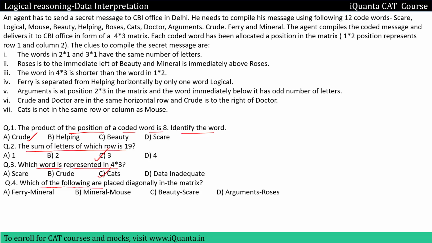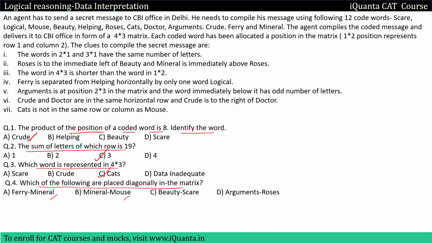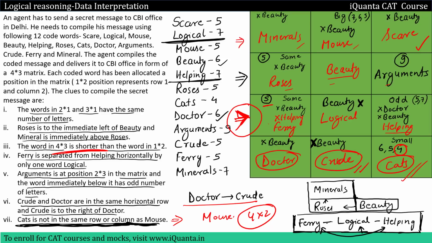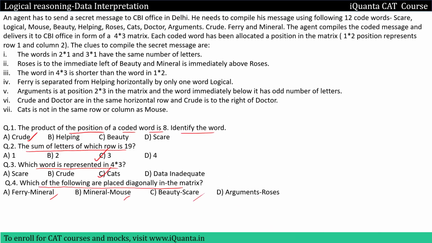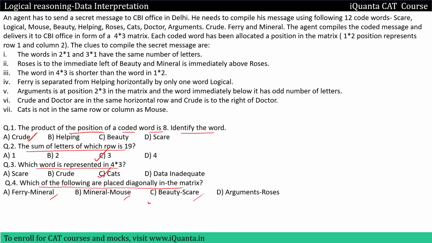Last is, which of the following are placed diagonally in the matrix? So ferry, mineral, no, ferry and mineral, they are in the same column. Then mineral, mouse, so mineral and mouse, they are in the same row. Beauty, scare, so beauty scare, we can see that they are diagonally. Last option is argument, roses. Argument and roses, they are in the same row, so beauty scare will be the correct answer, option C over here.